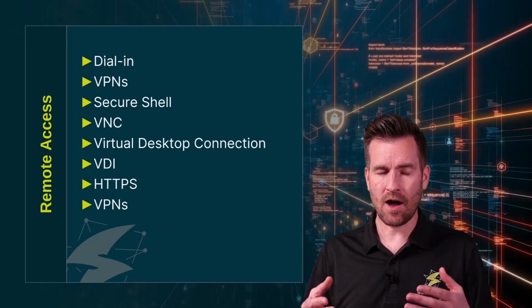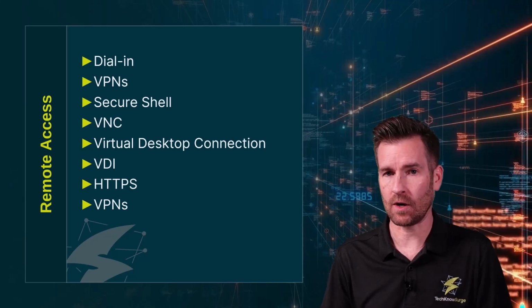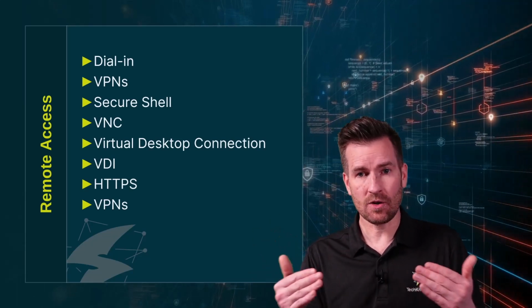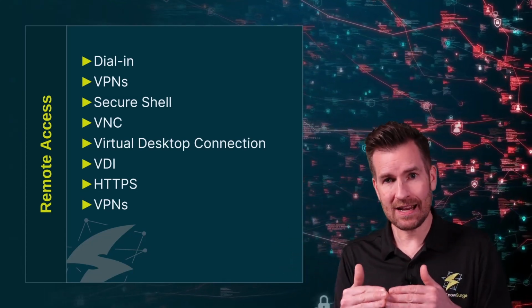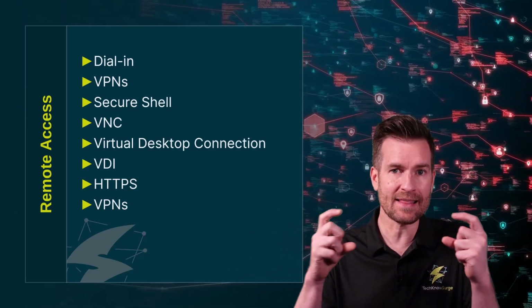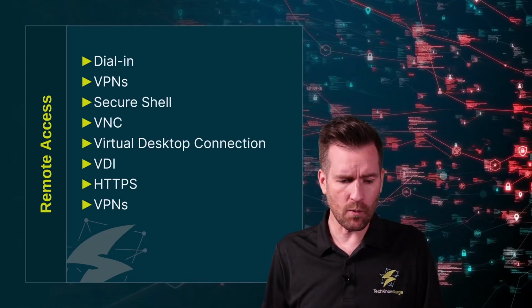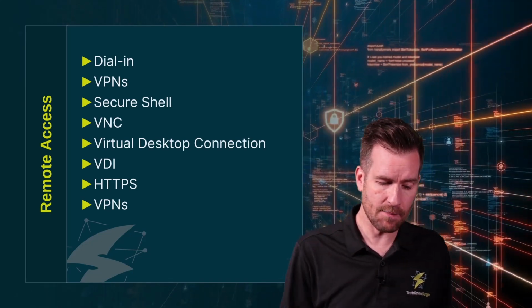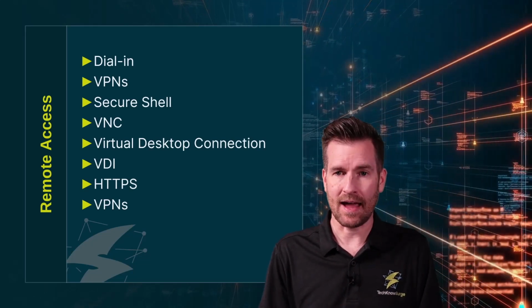So we really started out largely using dial-ins to make a connection into a network. Of course, with the internet coming out, that made it much easier and much faster to connect through the internet. But of course, connecting through the internet required some level of security. So we created VPNs to create that security when making that connection. The VPNs are not the only way we can make that connection though. We can use secure shell, we can use VNC, virtual desktop connections, we can use VDI, different ways that we can actually establish that connection.